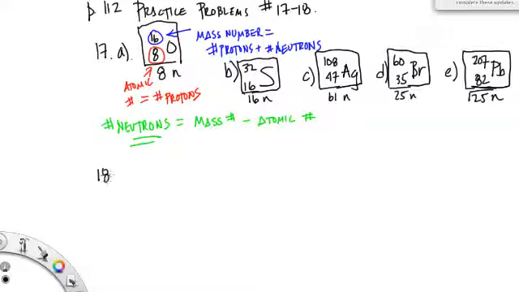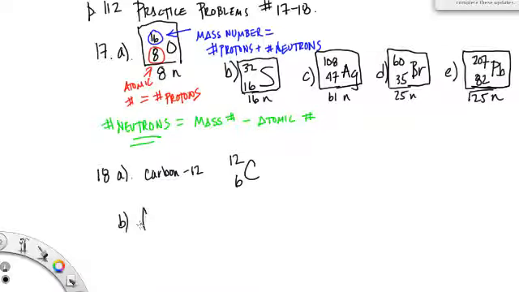In number 18, we start out with carbon 12, the element carbon 12. This is carbon with a mass number of 12 in letter A. How would we express that in atomic shorthand? We'll use the letter C for carbon. Its mass number is 12. When we look at the periodic table, its atomic number is 6. So there's our atomic shorthand for carbon 12.